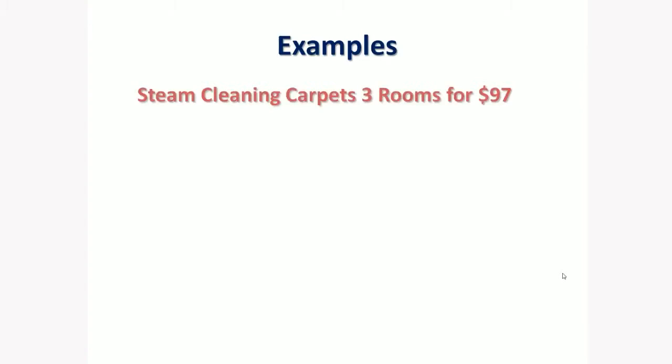I'll give you another example. Let's take a steam cleaning business. They do the carpets, they steam clean carpets. They do 3 rooms for $97. Okay, that's their core product. That's their bread and butter. So for a tripwire, they might offer to clean 1 room for $7.